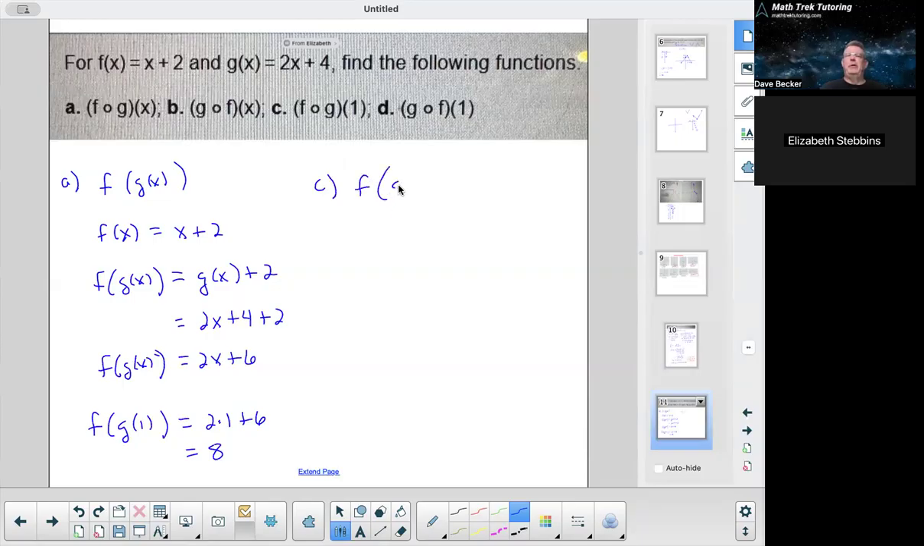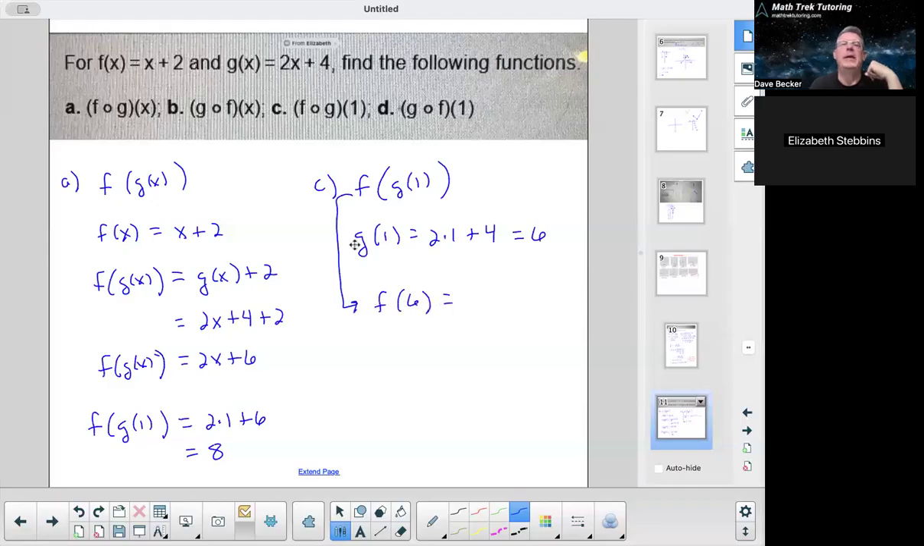recognize that it's f of g of 1, right? Well, you can work from the inside out. G of 1, wouldn't that equal 2 times 1 plus 4, which is 6? So if g of 1 is 6, this becomes f of 6, right? And since f of x is 6x plus 2, this becomes 6 plus 2. All good? Perfect. All right.